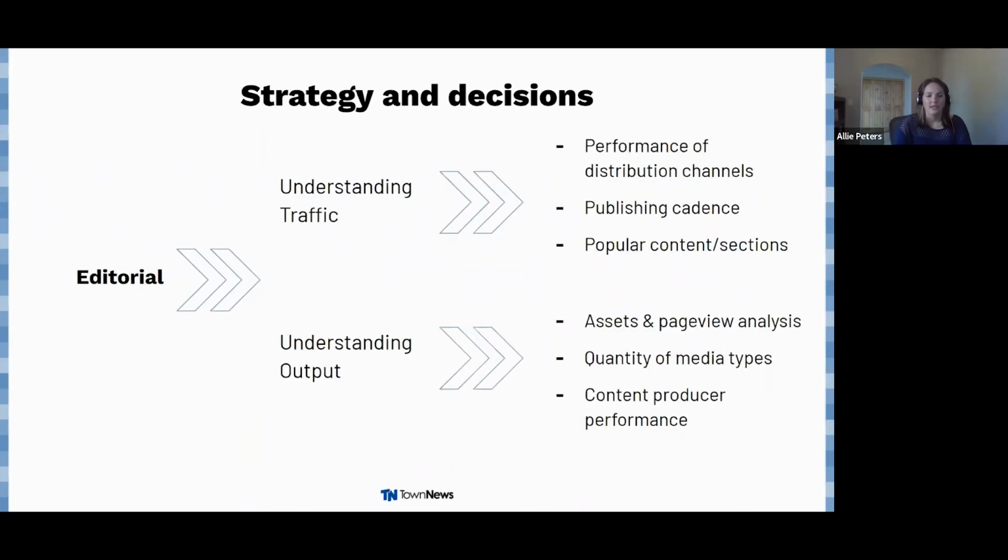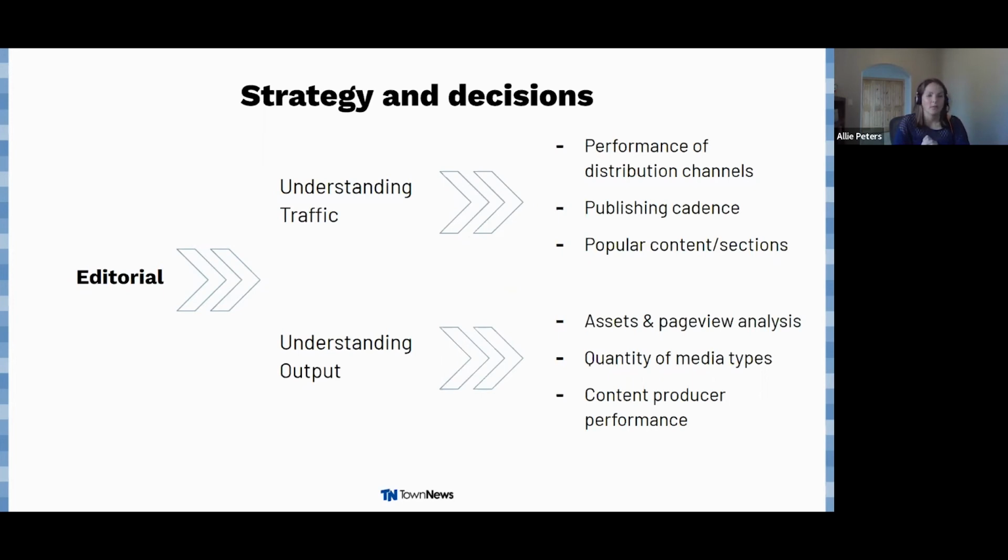For editorial, it's broken into two groups. The first being understanding your traffic. So are your distribution channels driving as much traffic as you would like? How does your publishing cadence affect your traffic? Is your website optimized for the devices that your audience is consuming your content on? And what types of content are being consumed on your website?